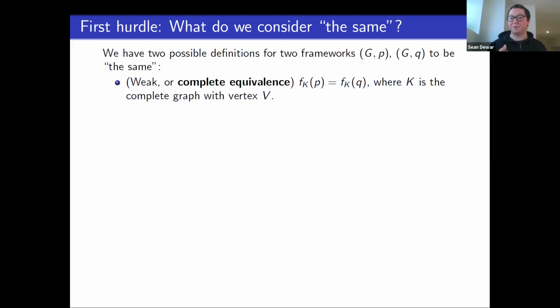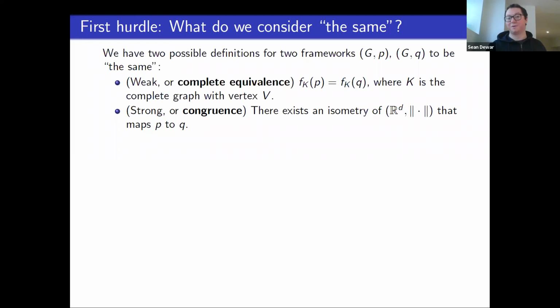So we've got a weak idea of the same, which I'm calling complete equivalence. This just means both frameworks have the same edge lengths. So between any two vertices, the distances are exactly the same. We also have a stronger one, which implies the weaker one, which we call congruence. If you have two frameworks, there's an isometry of the norm space that maps from one framework to the other. Now, in Euclidean spaces, these two things are exactly the same thing. Congruence will always imply complete equivalence, but in Euclidean spaces, complete equivalence also implies congruence.